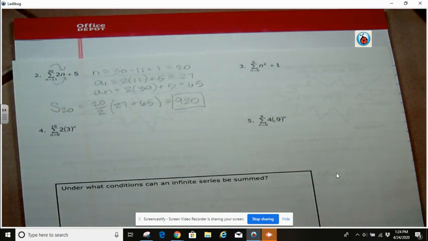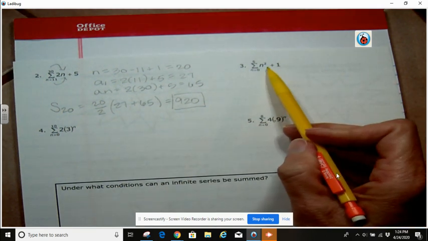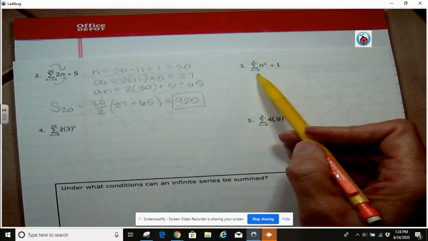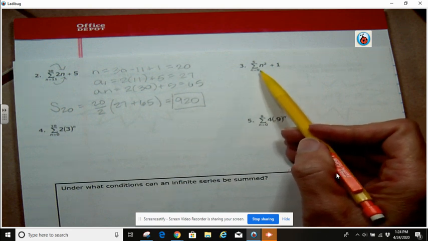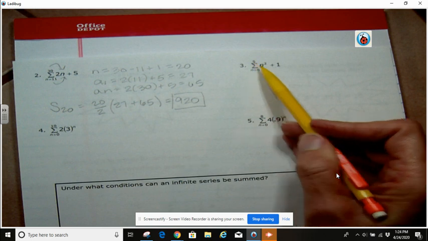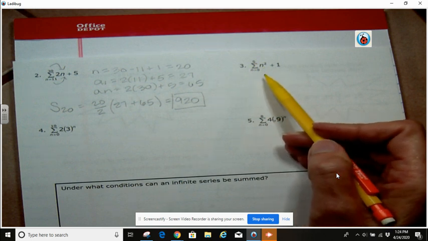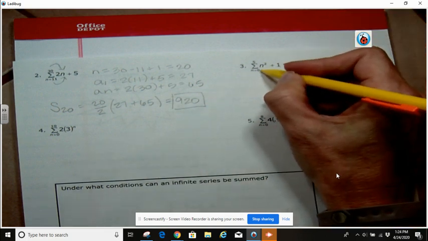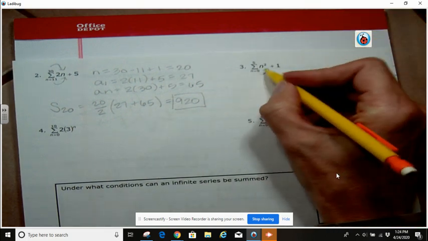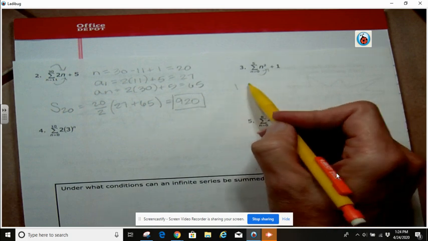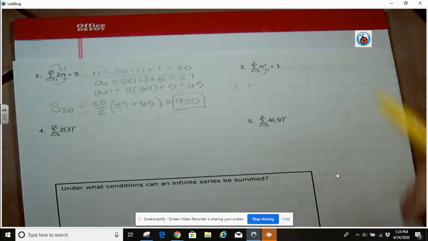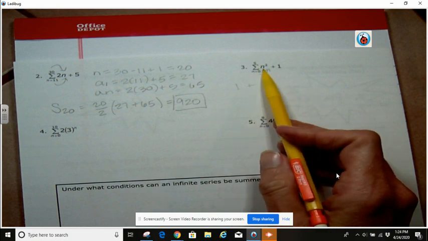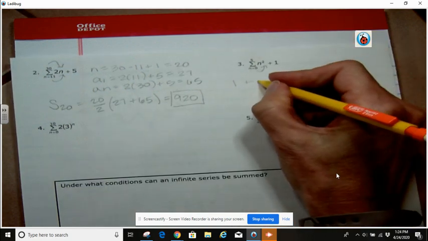So again, for number 3, because this is quadratic, that's neither arithmetic nor geometric. The good news is I'm only going to go from 0 to 5. So I don't really need a formula. That's not that many terms. So the first term is what you get when you plug in 0. So if I started plugging in 0, I get 1. Then I'm going to plug in 1 because I started with 0. So the next is plug in 1. If I plug in 1, I get 2.